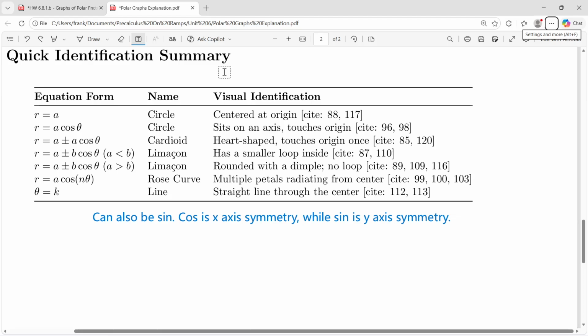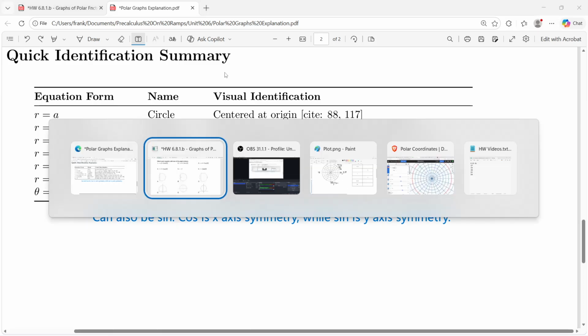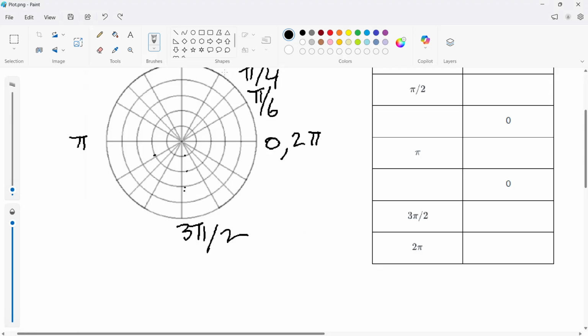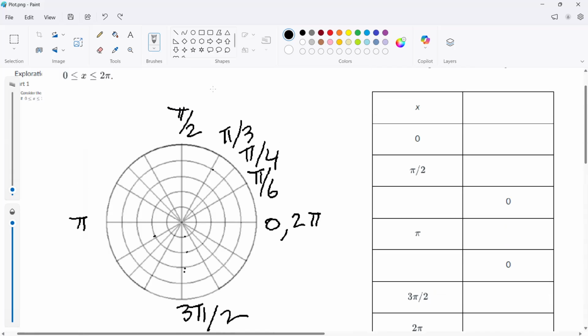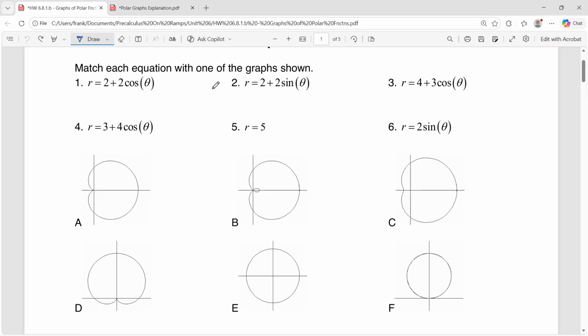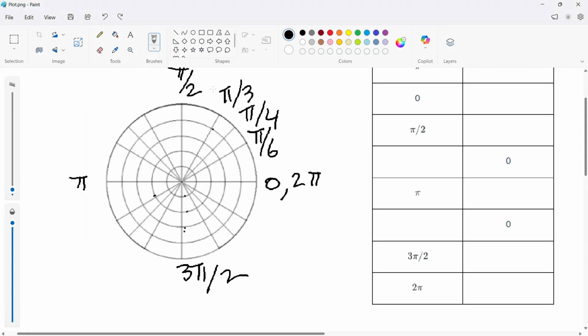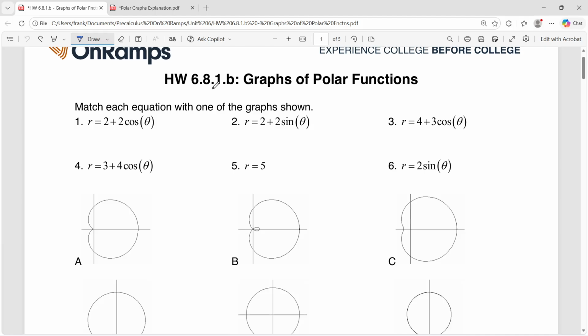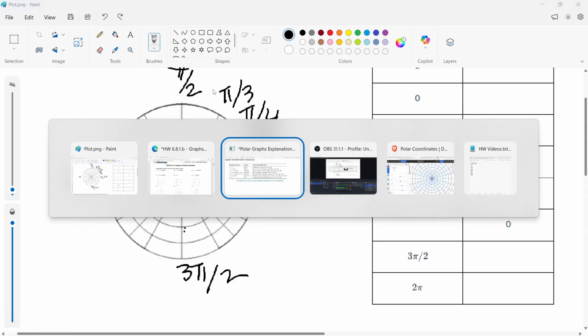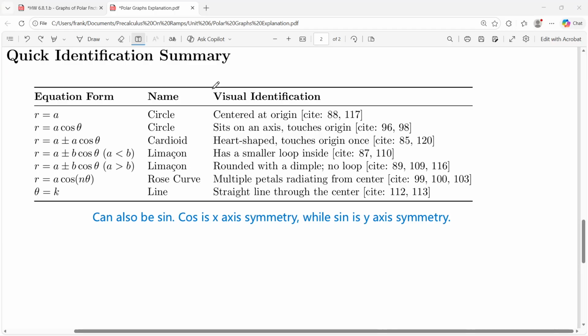It's r equals a cosine theta, or a plus or minus b cosine theta or sine theta. And then those are all the different features of these things. Most of the time, I'm just going to graph each one using some different points. But it's good to know the format of it, so that once you graph a few points, you can draw it in.